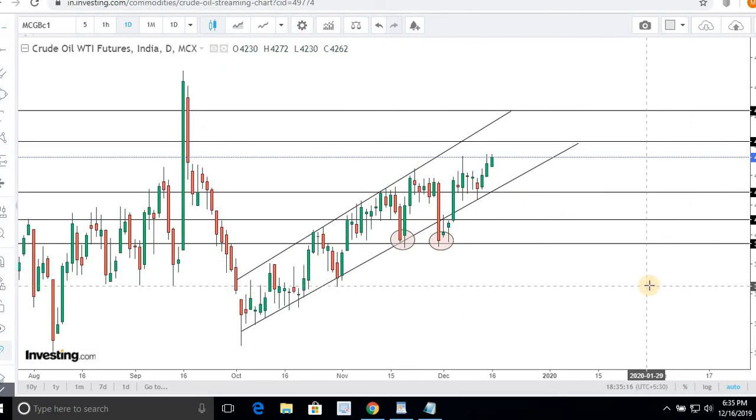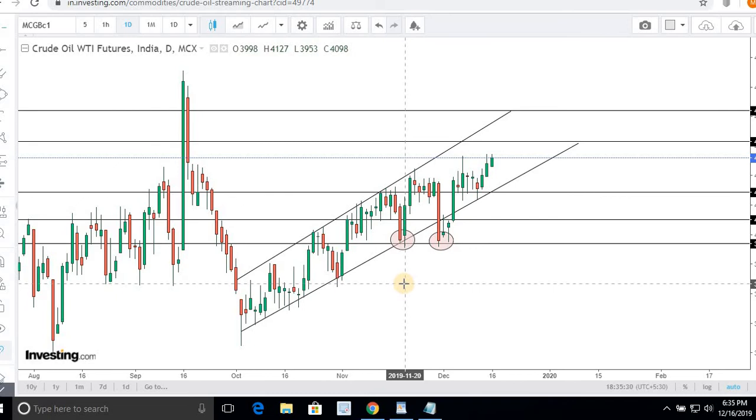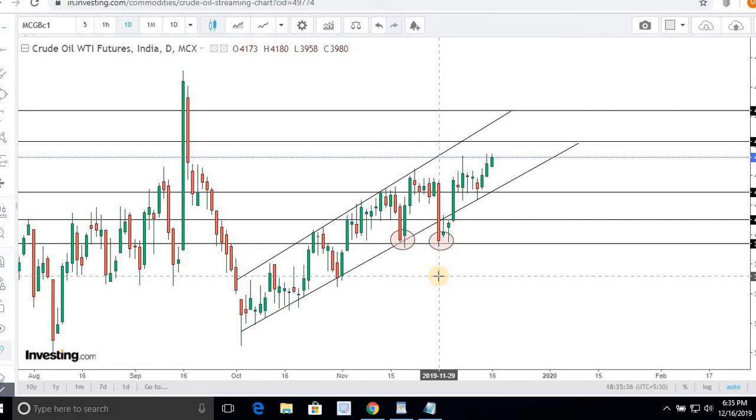Yes, coming to crude oil analysis, I have already plotted the support and resistance points, areas. And when you see, crude is following a clear trending channel, but there was a double bottom formation in between, on 20th of November and 29th of November. The prices fell down and again shot up from that point. That was a clear indication the market has got strength and it is moving up.